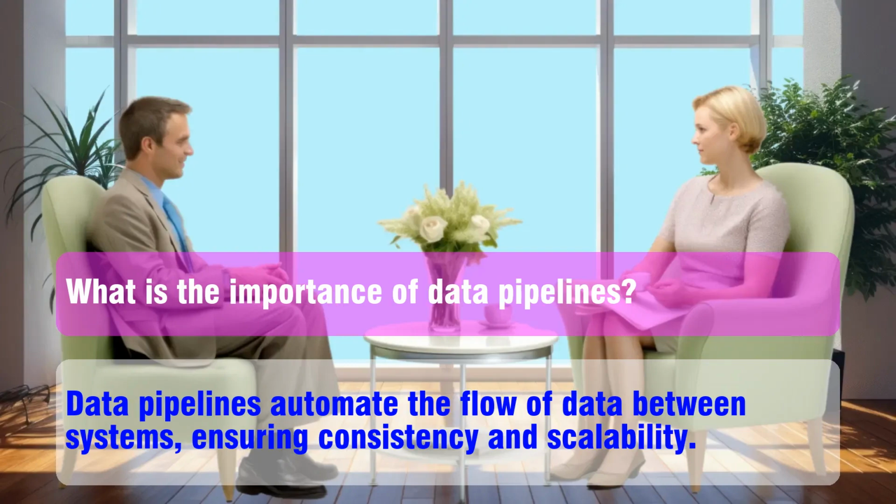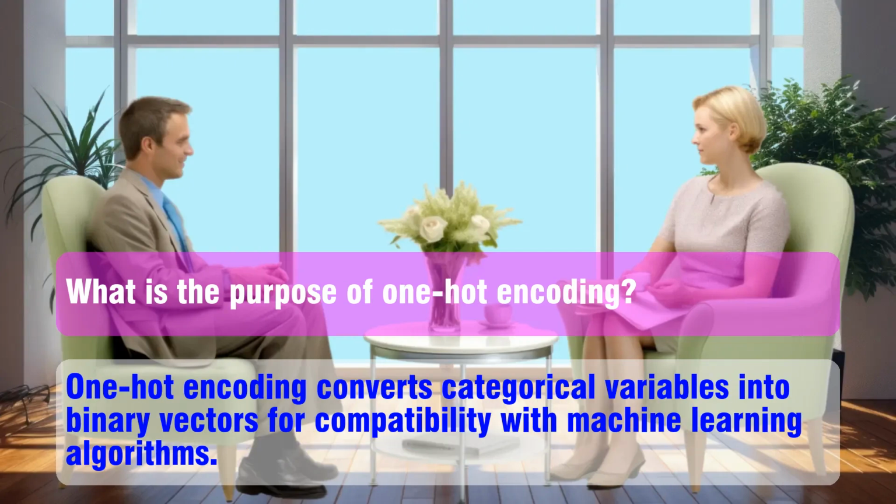What is the importance of data pipelines? Data pipelines automate the flow of data between systems, ensuring consistency and scalability. What is the purpose of one-hot encoding? One-hot encoding converts categorical variables into binary vectors for compatibility with machine learning algorithms.